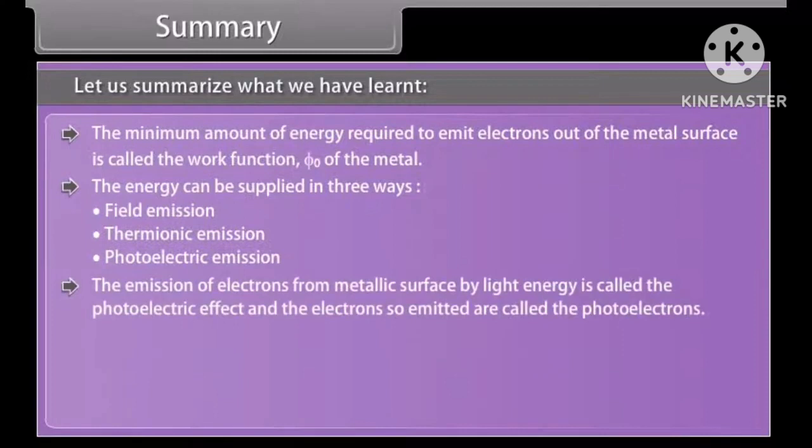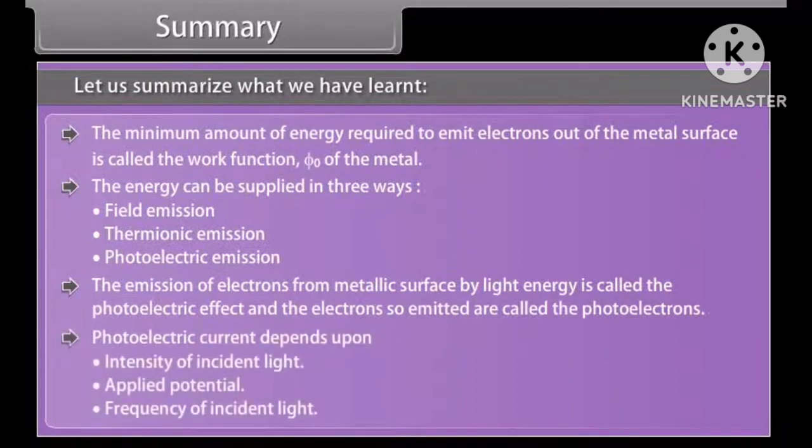The emission of electrons from a metallic surface by light energy is called the photoelectric effect, and the electrons so emitted are called photoelectrons. Photoelectric current depends upon the intensity of incident light, applied potential, and frequency of incident light.